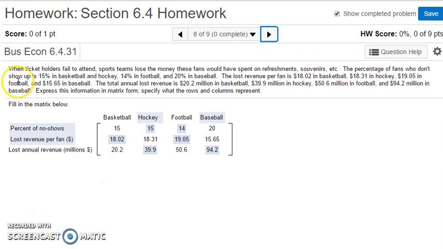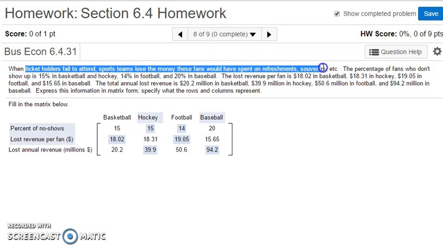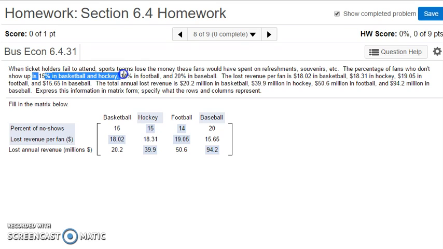So this wants you to set up a matrix. When a ticket holder fails to attend, sports teams lose money and those fans have spent on refreshments, souvenirs, etc. Percentage of fans who don't show up is 15% in basketball and hockey, 14% in football, and 20% in baseball. The lost revenue for a fan is $18.02 in basketball, $18.31 in hockey, $19.05 in football, and $15.65 in baseball. Total annual loss is $20.2 million in basketball, $39.9 million in hockey, $50.6 million in football, and $94.2 million in baseball. Express it in matrix form.